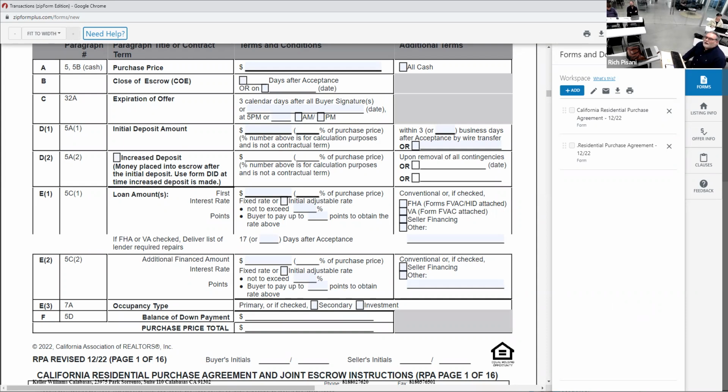So we were talking about loan amounts. So always fill this in. Is it a fixed rate? Not to exceed, put a cap on it. Like I think I heard this morning that interest rates were at 6.8 maybe now. 6.8, yeah.